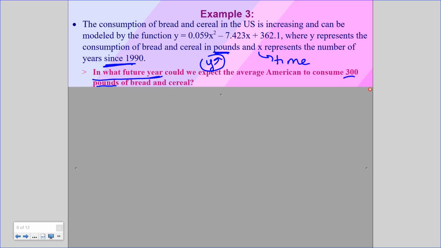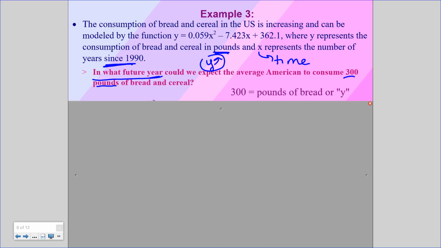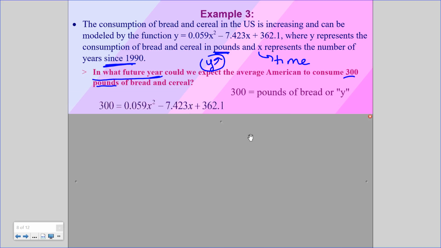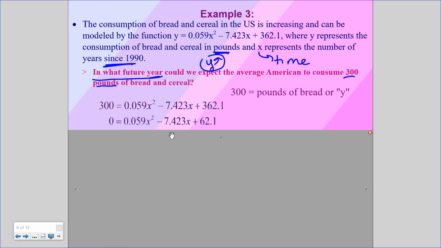Well, that's a unit of time. So time we should be looking for, not finding. So what we'll do is replace y with 300. And from here, to solve for x, to solve for the time, you need to set equal to 0 and factor if you could. Because we're dealing with decimals, we'll go straight into our quadratic formula.